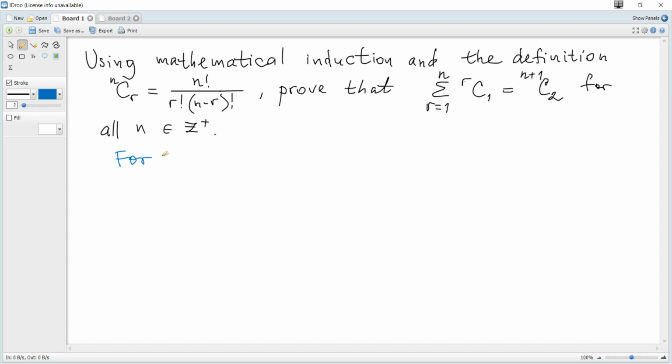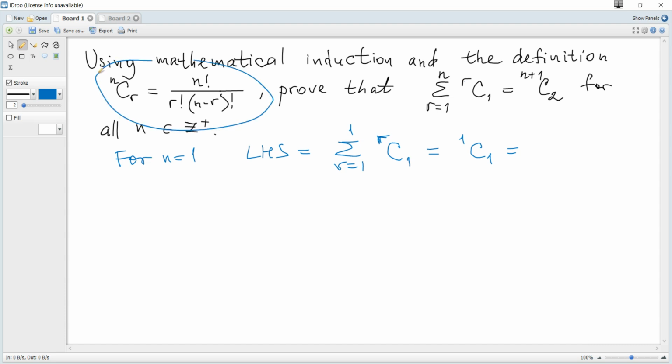and we write for n is 1, the left hand side becomes what? It's the sum for r from 1 to 1, the number of combinations 1 out of r, and we can see that there is only one term when r is 1, and it becomes just the number of combinations 1 out of 1. Actually, you may remember that it's 1, or you may use the definition to calculate it.